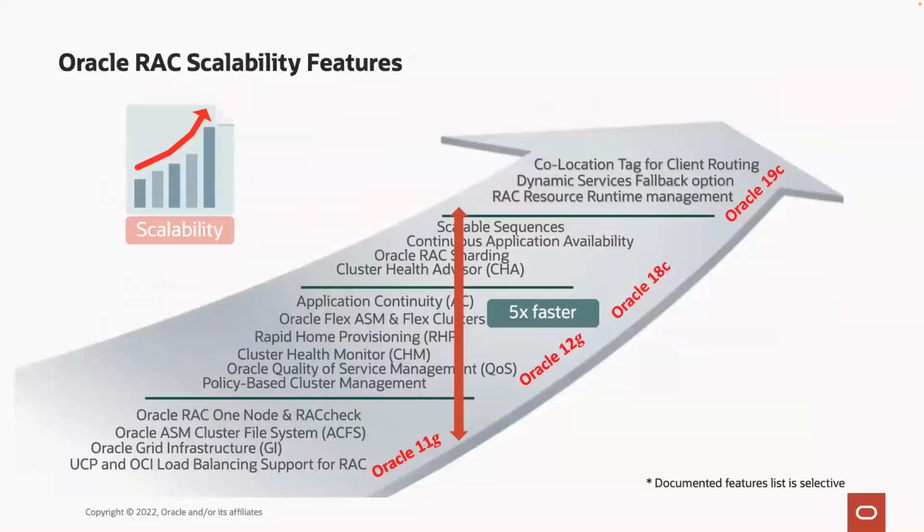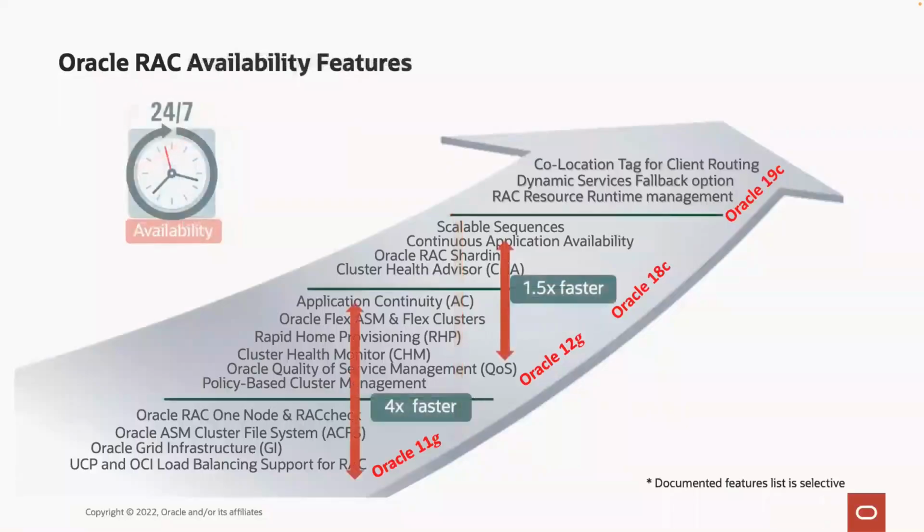Now, what provides this scalability? There is a whole laundry list of items I've provided there, which are the RAC scalability features. The important thing to understand is that between 11g and 19c, we have made this about 5x faster as we have implemented some optimizations. Similarly, for availability, we have made it 4x faster between 11g and 12c, and about 1x faster in 18c. So overall, you can say we're 6 times faster.